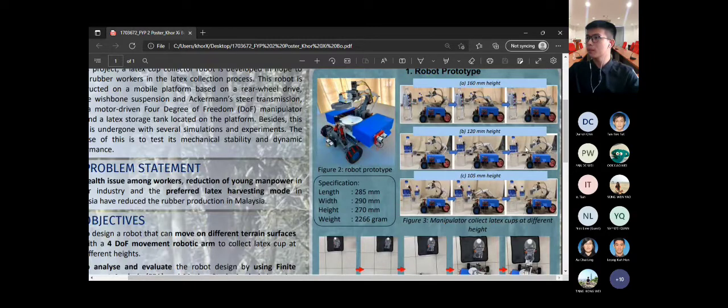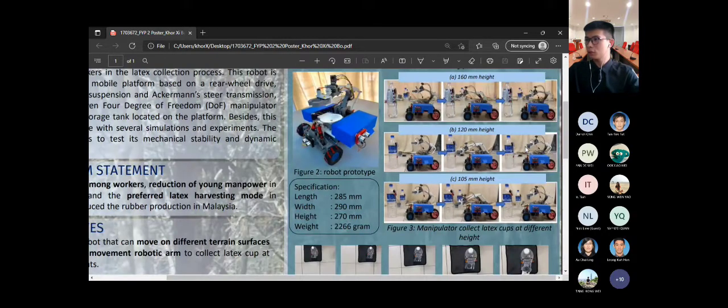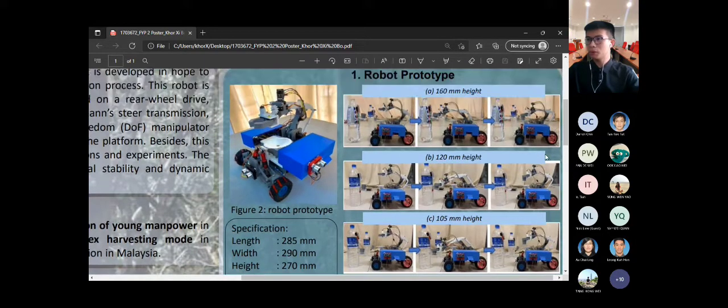prototype test run. So figure 3 shows the manipulator test result, and 3 bottles are used to represent the rubber tree, and the 3 latex cups are placed at different heights, which are 160, 120, and 105 millimeters height, respectively. So let me briefly explain the working process of the manipulator subsystem.